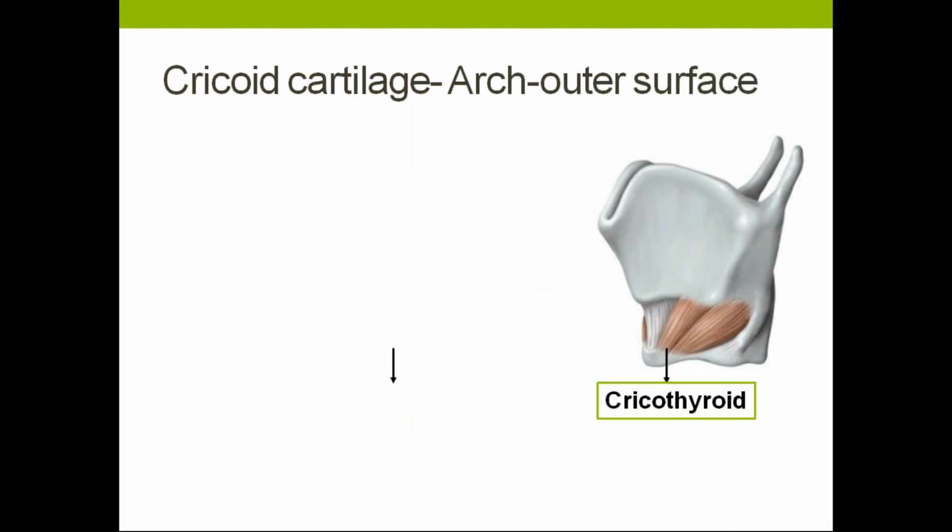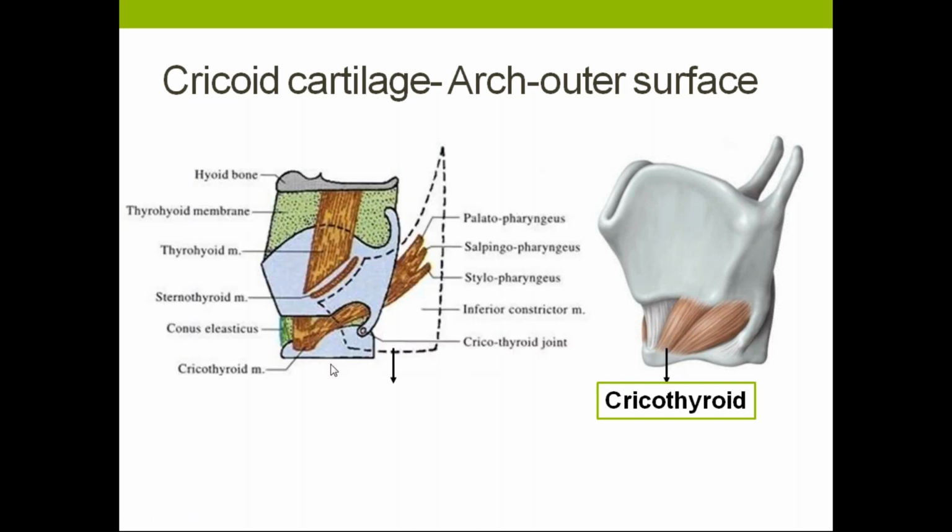Okay. So other than this, the lower border also gives attachment to cricothyroid muscle. As I already said, the lower border of the thyroid cartilage gives insertion to cricothyroid muscle, which arises from the outer surface of the cricoid cartilage. The outer surface of the cricoid cartilage gives origin to cricothyroid muscle here. Okay, so you can see the cricothyroid muscle which arises from the outer surface of cricoid cartilage is attached to the lower border of the thyroid cartilage. It has two parts. One is the straight part and the other is the oblique part. You can see the straight and the oblique part here.